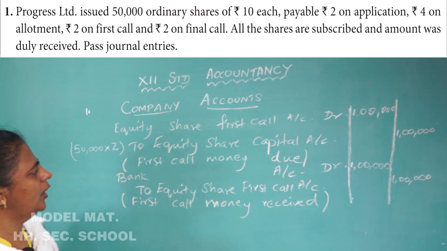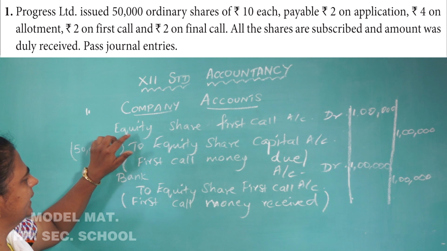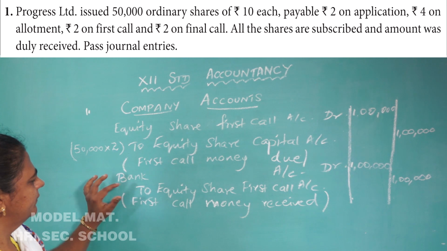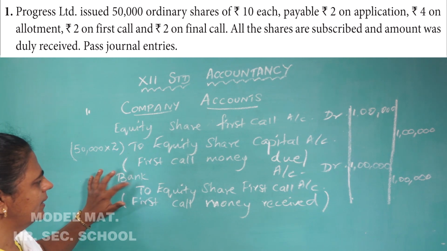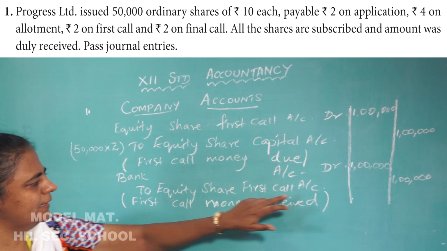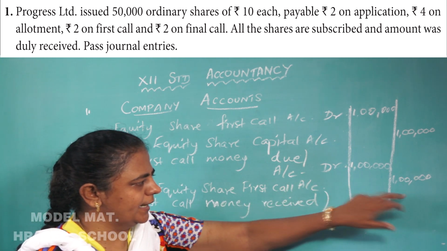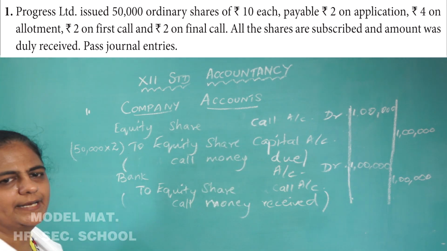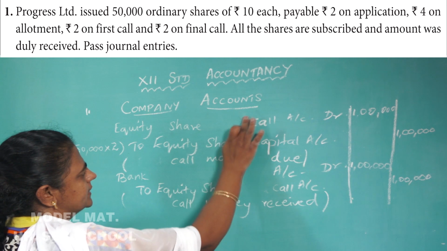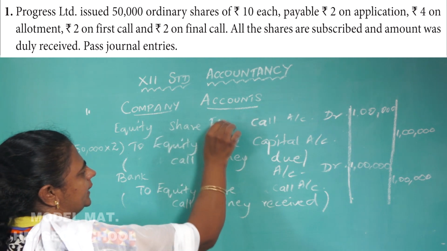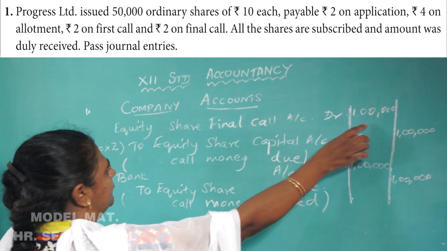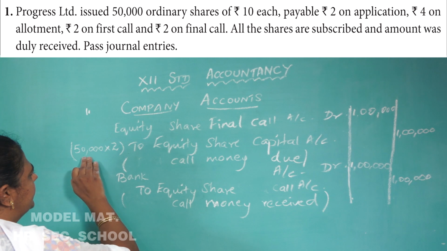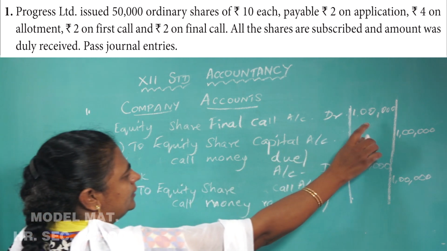Okay, when first call money is due, you write: equity share first call account debit to equity share capital. Then when the money is received, bank account debit to equity share first call. The amount is 1 lakh. Next, what is the next one? The next is the final call. The final call is the same thing: equity share final call account, 1 lakh. Why am I writing 1 lakh here? Final call is also rupees 2 only. So 50,000 into 2, again 1 lakh.